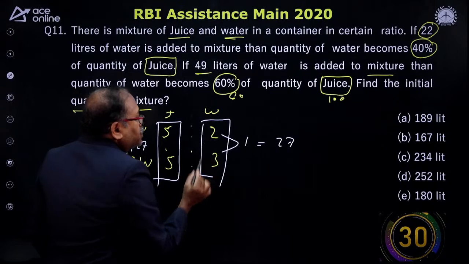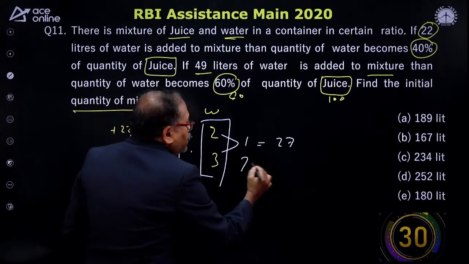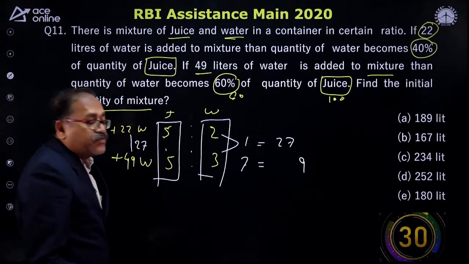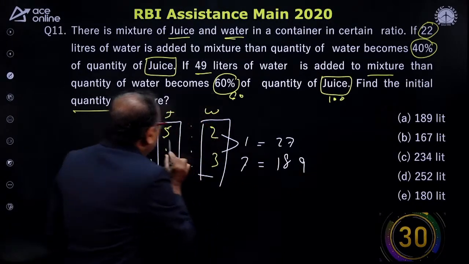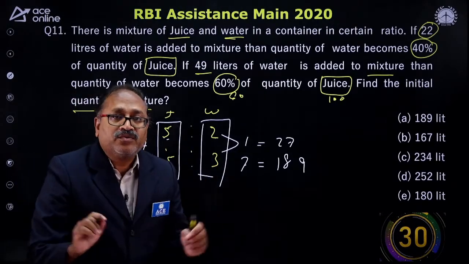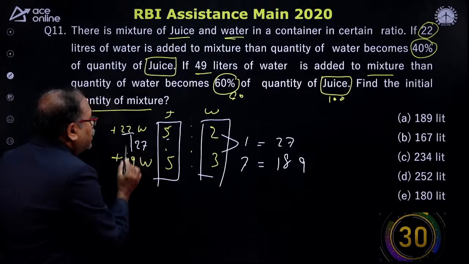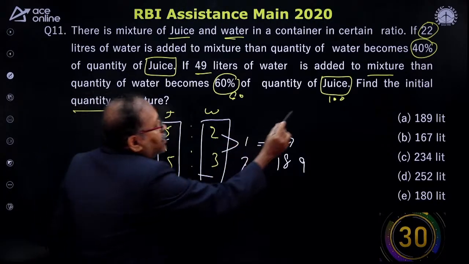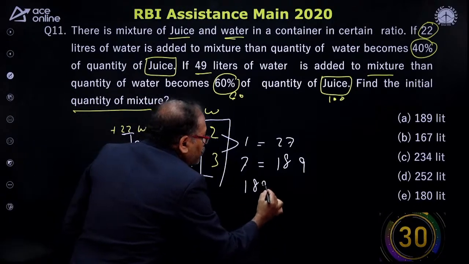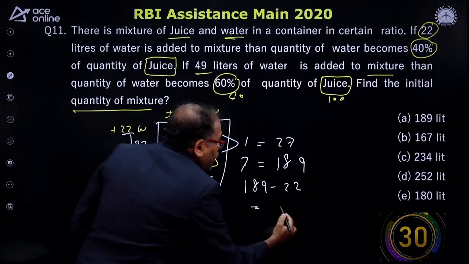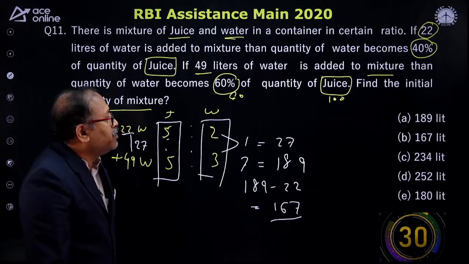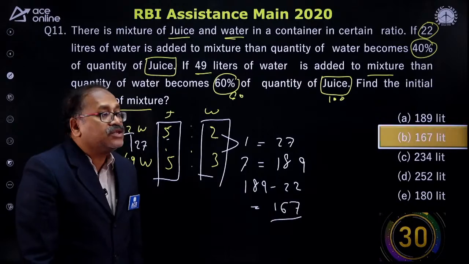Then what is 5 plus 2? 7 parts. So 7 parts will be equal to 7 times 27: 7, 9, 49, carry 4, and 7 twos are 14 plus 4 is 18. So this is the mixture. But is my answer 189? No. This 189 is after adding 22 liters of water. You are asked to find the initial quantity of water. So from 189, if I take out the 22 liters of water which was added, then this is 167, which you people have rightly answered.